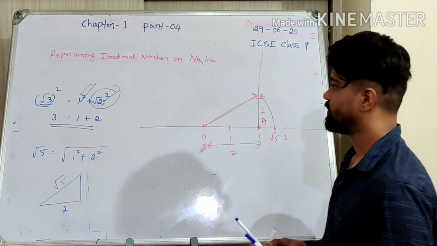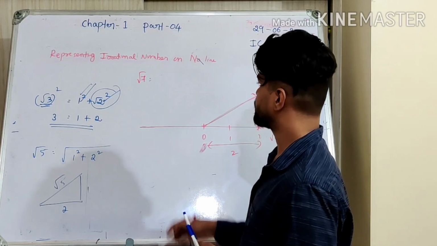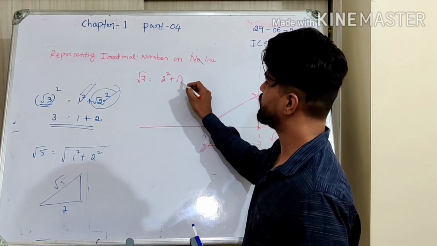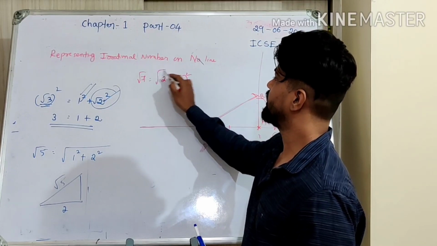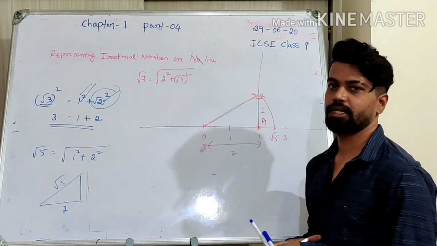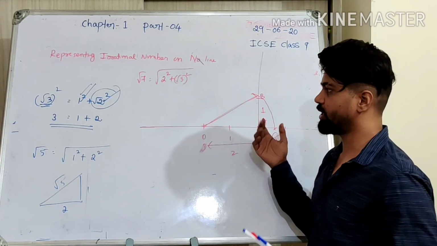I'll just tell you what to do for root 7 then. Root 7, what will you do? You can go for 2 square plus root 3 whole square, and the square root of that. 2 square is 4, root 3 whole square is 3. So 4 plus 3 is 7. Like that we can find proper combinations to get it.